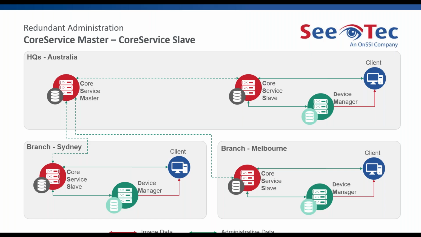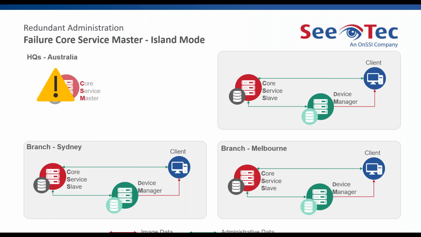So what happens if we lose the master? For whatever reason, it may be a network link, it could be a physical server failure, but anyway, the CSM is gone for all intents and purposes across the system. Anyway, the systems then go into what they call island mode.